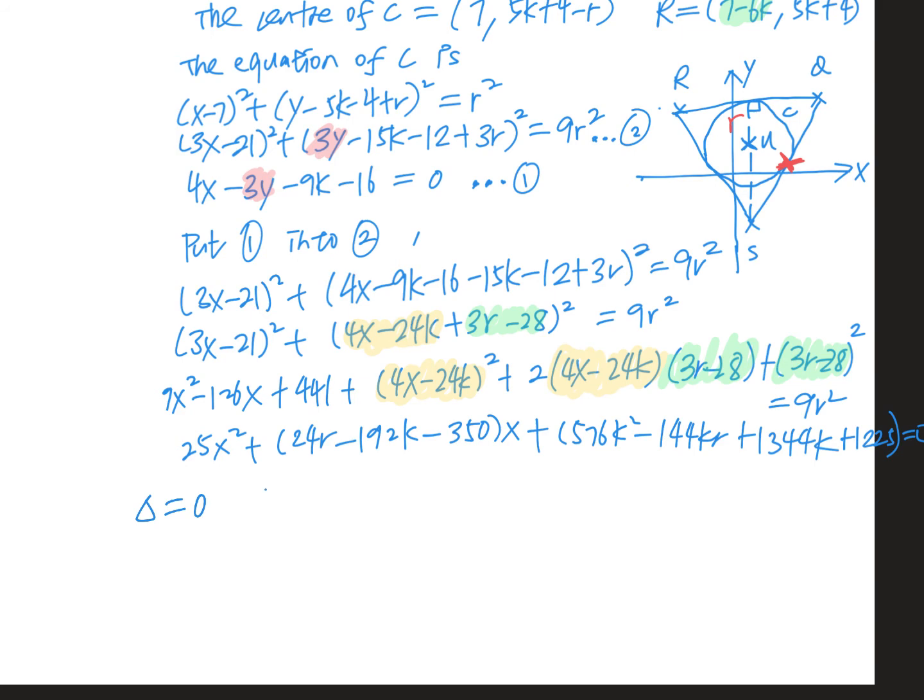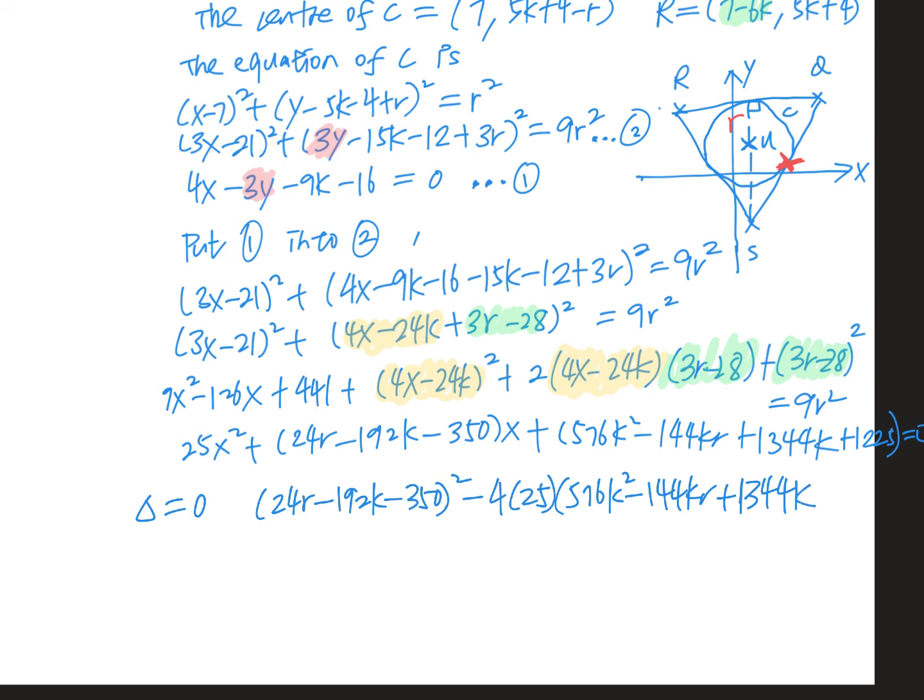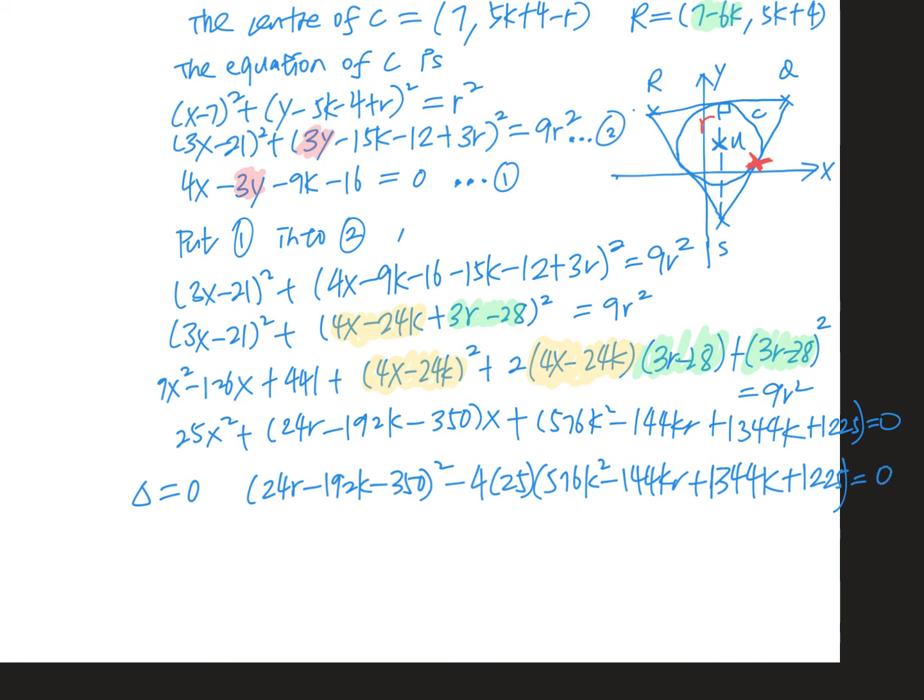And then you will have b squared minus 4ac. Now don't cry, come on. I'm quite sure this one is breaking the record of DSE about the level of tediousness. So that will be b squared minus 4ac equals 0.